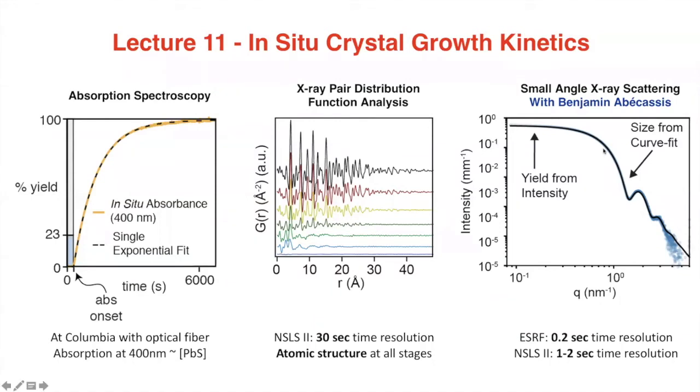And so you take one of these curves during a synthesis, and you can measure the amount of material that's scattering X-rays by just how much X-ray gets scattered off of the material. The more stuff you have, the more you scatter. So you can measure the yield of material from the intensity of the scattered light. And then the shape of the curve tells you about how big the crystals are.